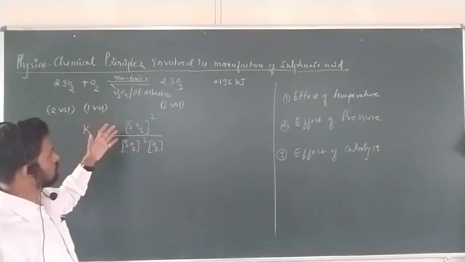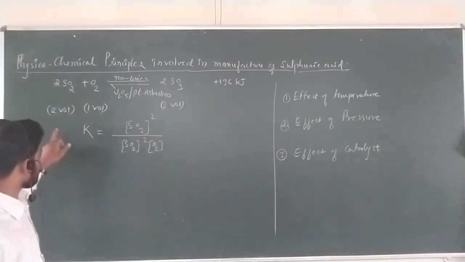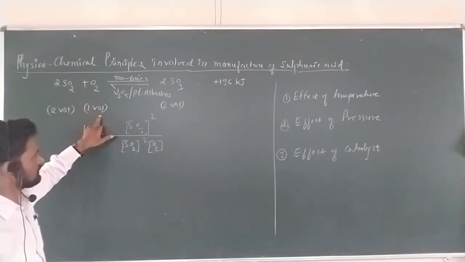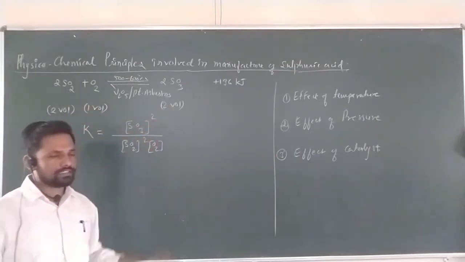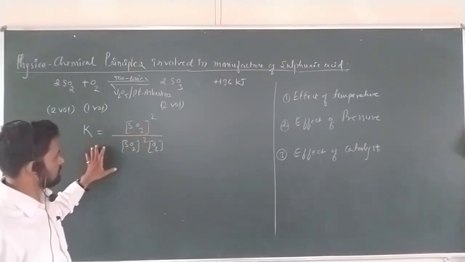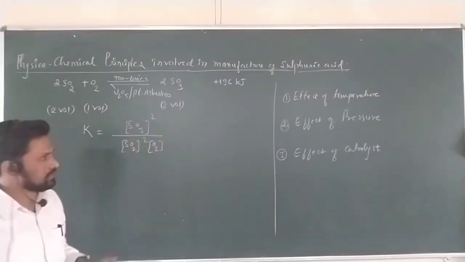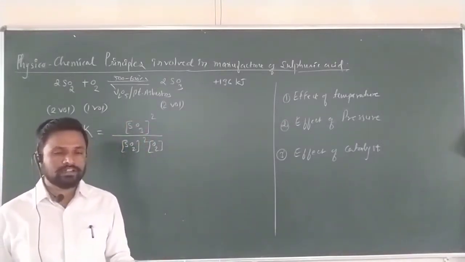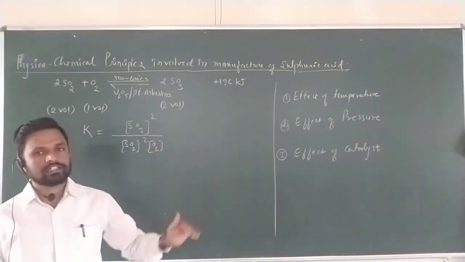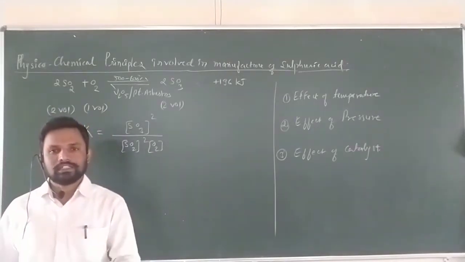We are interested in studying the forward reaction, where the formation of sulfur trioxide takes place. 2 volumes of sulfur dioxide and 1 volume of oxygen form 2 volumes of sulfur trioxide. The equilibrium constant is written as product concentration divided by reactant concentration. This is the basic reaction we studied, and now we see how the effect of temperature, pressure, and catalyst applies to the reaction of sulfur dioxide to sulfur trioxide.